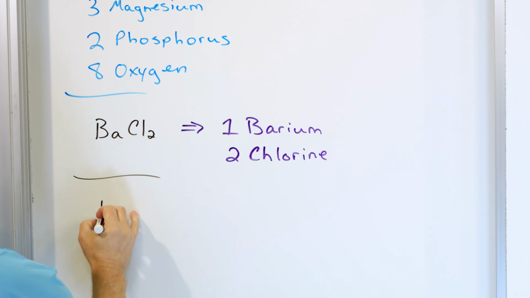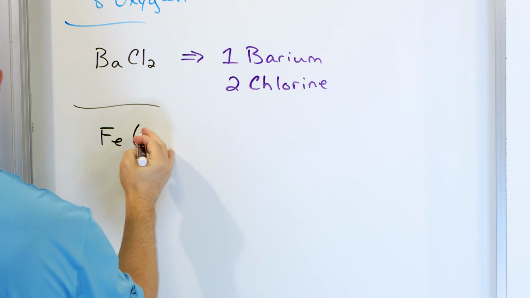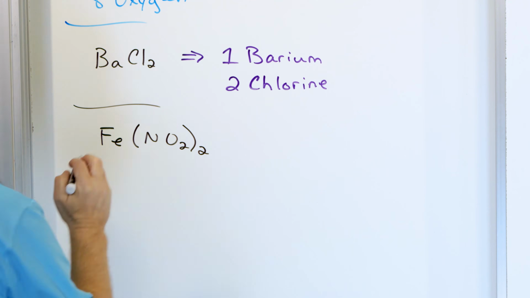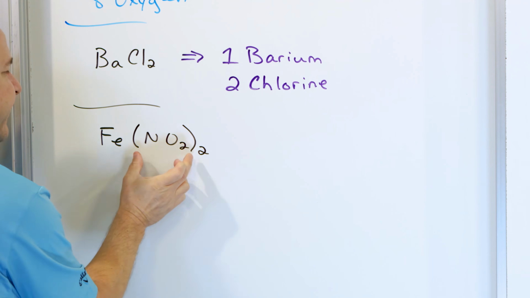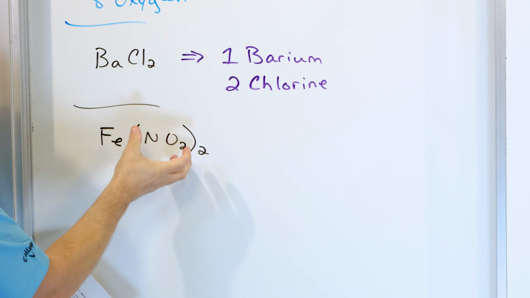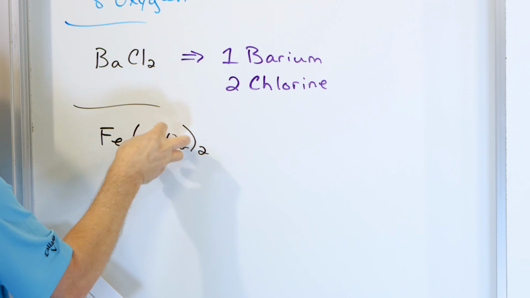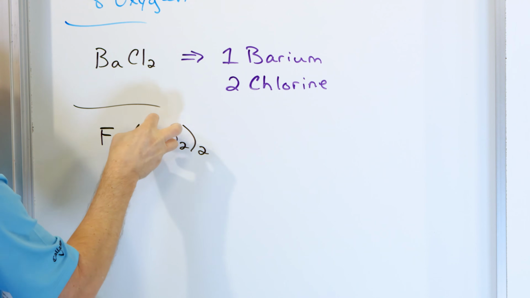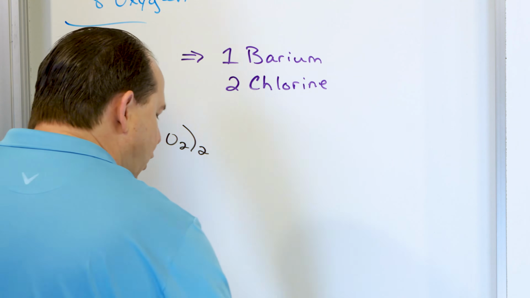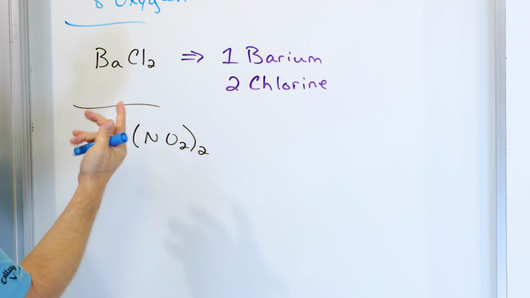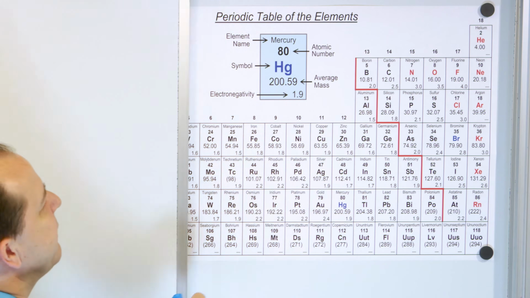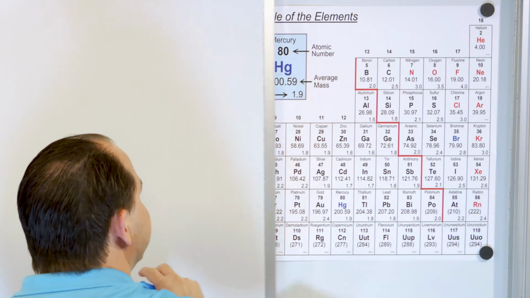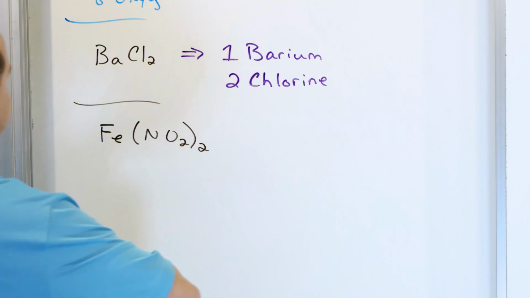Let's say we have Fe(NO2)2. Again, we have parentheses, so this is a polyatomic ion, which is a grouping of atoms that like to act as a unit. They're bound together, kind of as an object. So over here on the front side, we have Fe. If you're not sure what Fe is, find it on the periodic table. Fe is actually the symbol for iron, something you have everyday familiarity with.